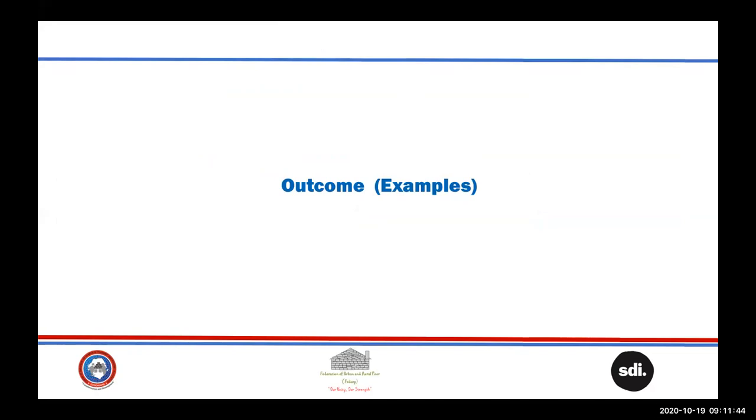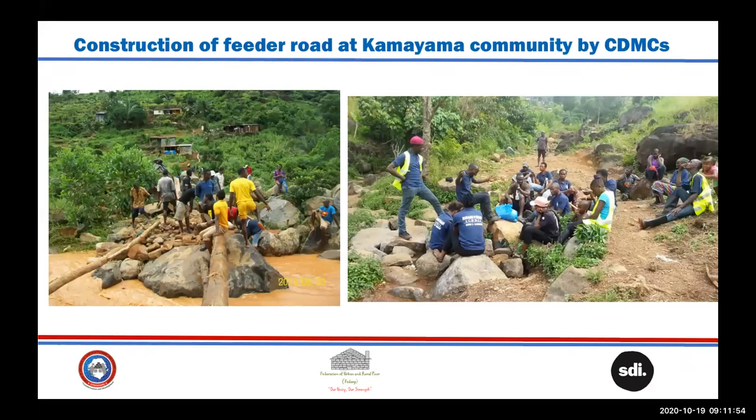These are some of the outcomes and examples of the data that we have been collecting in these communities. We have the construction of feeder roads at Kamayama by the CDMCs. The youth in this community came together and identified their felt needs and priorities. So they deemed it fit to construct a feeder road at Kamayama community. This was done by the CDMC for them to have access to roads in their communities.